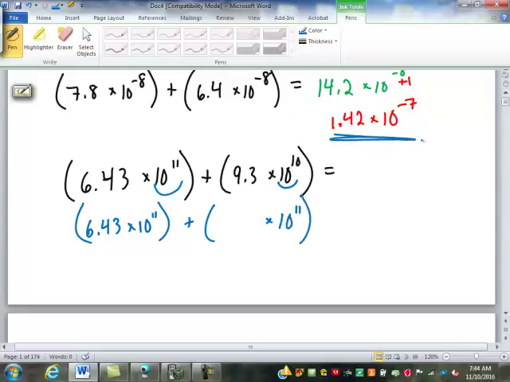Now it's the same thing we did up here, adjusting our decimal. The power got larger by 1, so the decimal point has to move 1 spot. Power got larger, the number has to get smaller by 1 spot. So this becomes 0.93.